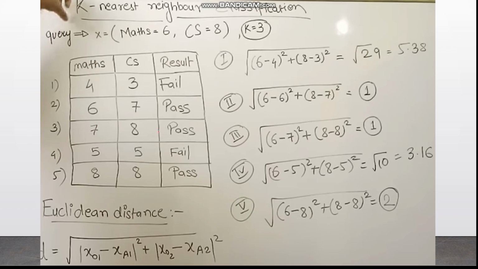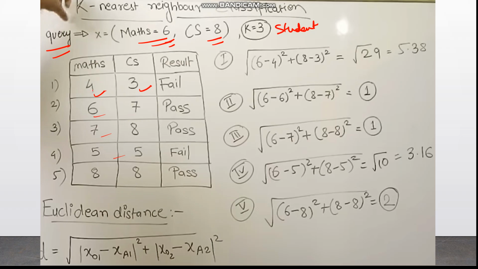Now similarly, let's have a quick look at this problem. In this, what is given? Scores are given for mathematics and CS: 4 and 3, 6 and 7, 7 and 8, 8 and 5, 8 and 8. Fine. So now the query. What is the query? The query says there is a student whose score in mathematics is 6 and CS is 8, and we ask whether that student will pass or fail. So how will nearest neighbor work? Based on this 6 and this 8, it will work for this.